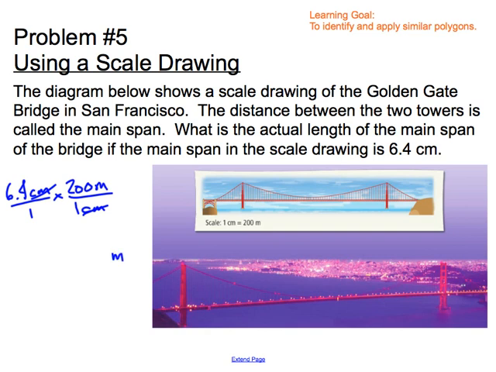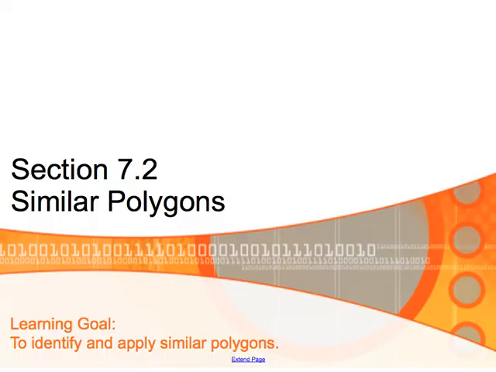So in this case, we know that our result is going to be meters. If we multiply 6.4 times 200, we get 1,280 meters. And if you want, you can convert that into 1.28 kilometers. Either of these answers would be accepted.